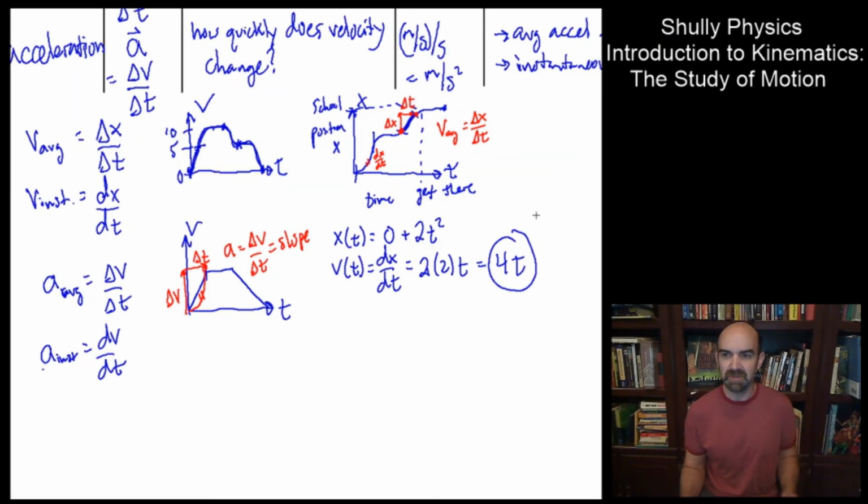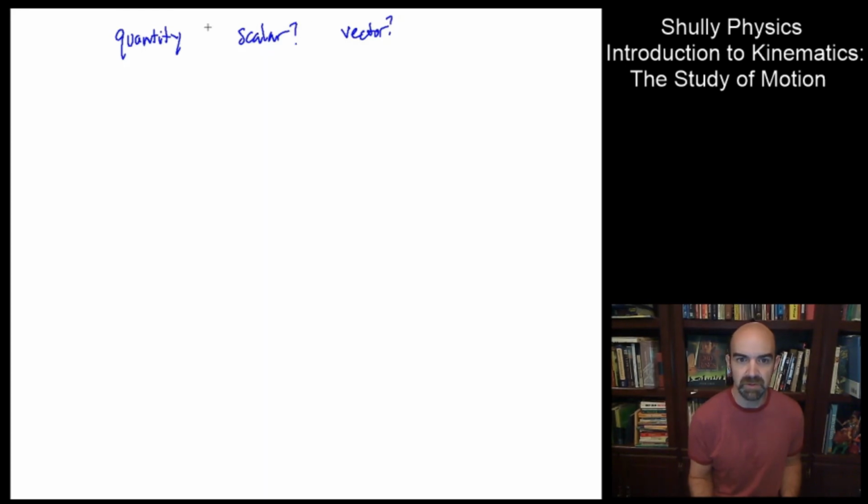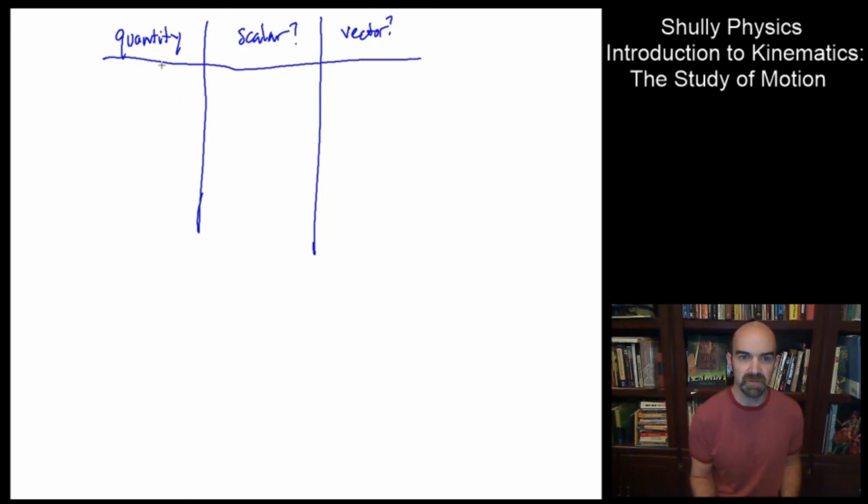Finally, there's one more aspect to motion that we're going to take a look at, and that's the vector nature. So we've got quantities that we listed so far, and I'm just going to check mark, is it a scalar or a vector? Make a little chart here. I guess we could have added this to our first chart. If you're making your own, go for it.